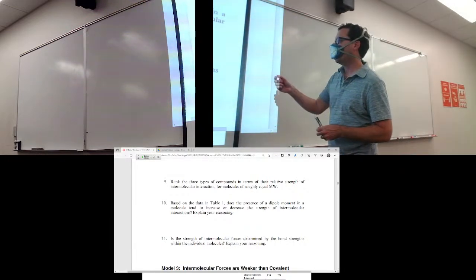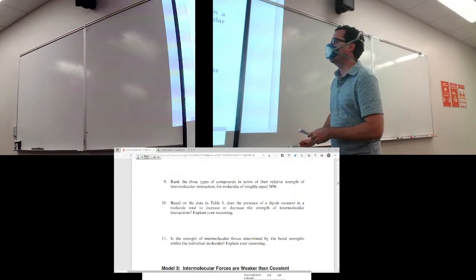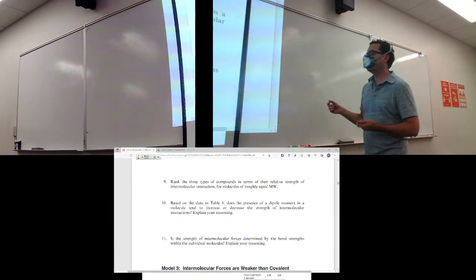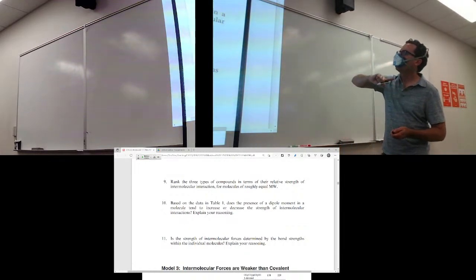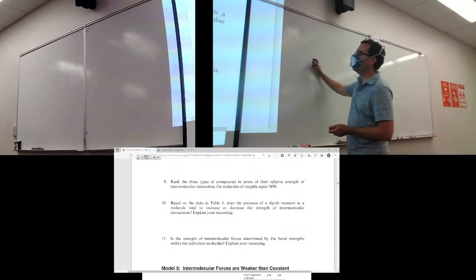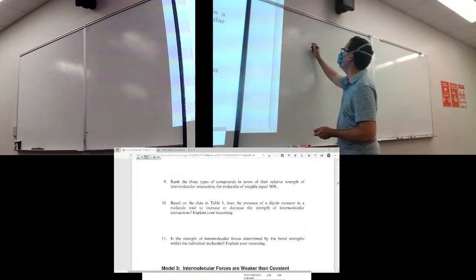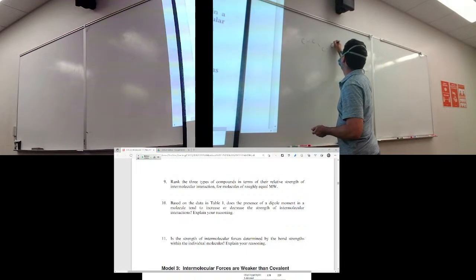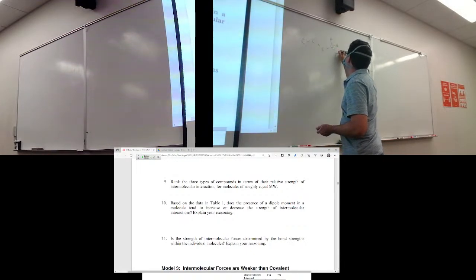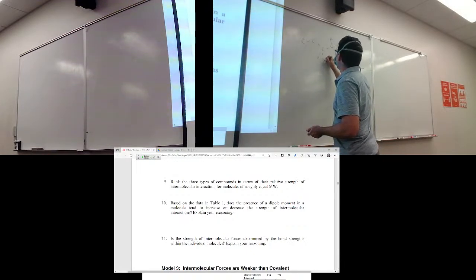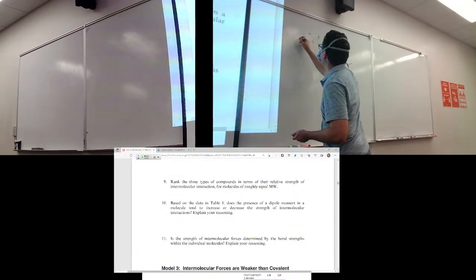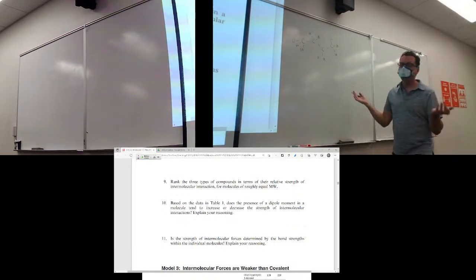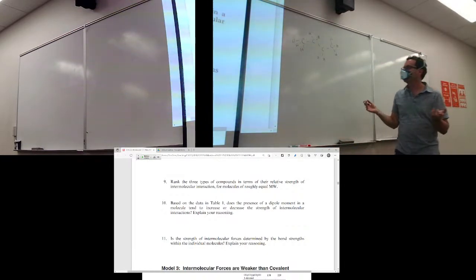So, no, I skipped 10. Does the presence of a dipole moment in a molecule tend to increase or decrease the strength? If I look at butane, there's a bunch of hydrogens and a bunch of carbons, but every single bond here is technically nonpolar. So there is no dipole moment in this molecule. It's a pretty nonpolar molecule.